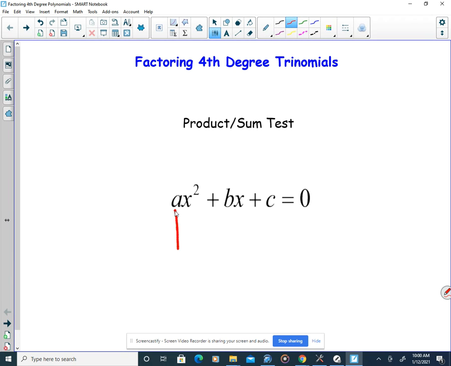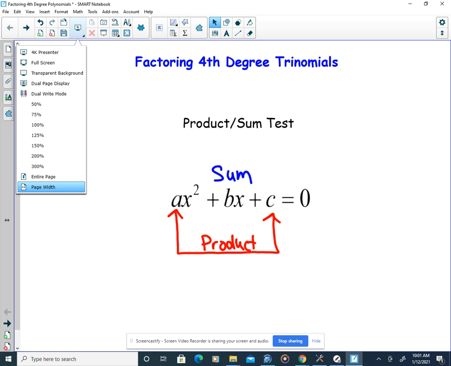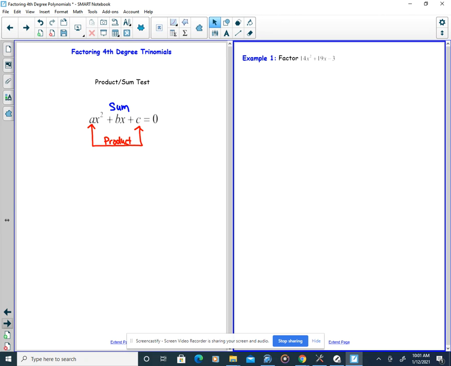So we're going to take A and we're going to multiply that by C. I'm going to call this my product. The middle number is going to be your sum. So let's look at an example. So we have this quadratic equation, this quadratic trinomial. So it's in the form ax squared plus bx plus c.